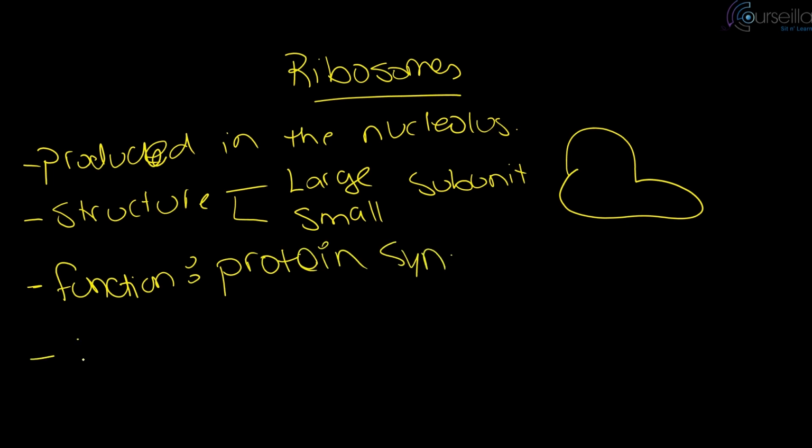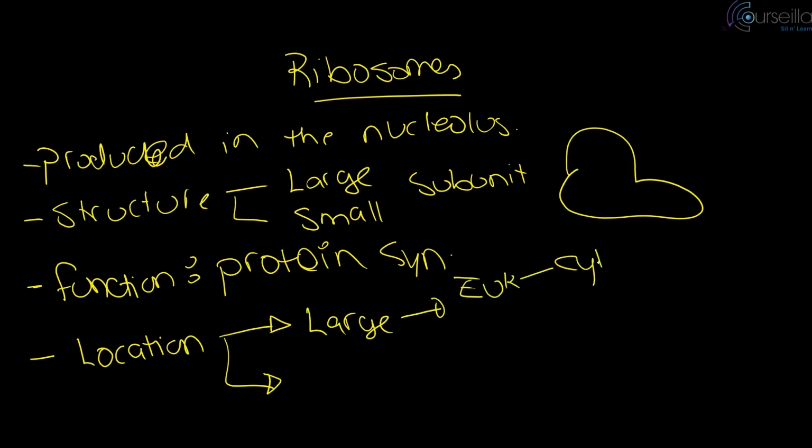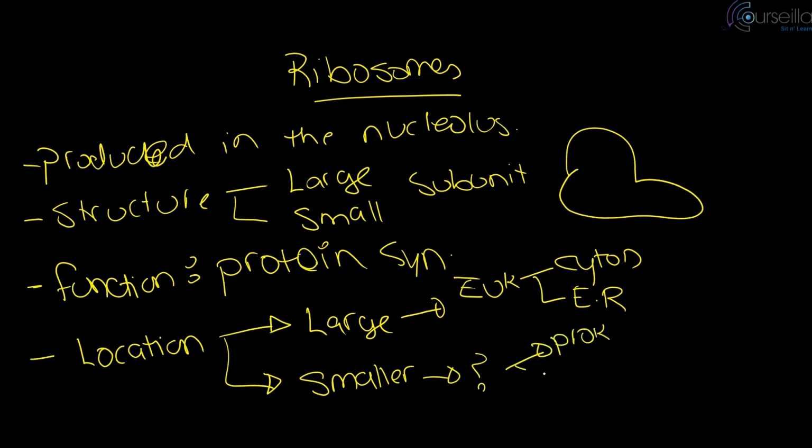And then location. This is the most important part. Now we said location. Where is it found and what sizes? Who will tell me? The larger one is present in the eukaryotic cells, in the cytoplasm, and the endoplasmic reticulum. Perfect. Excellent. And the smaller sized, the 70 Svedbergs, where are they found? Prokaryotes. Excellent. And where else? They're also found in eukaryotic cells. Inside what? The chloroplast and the mitochondria. Well done. Amazing. Perfect. Good.